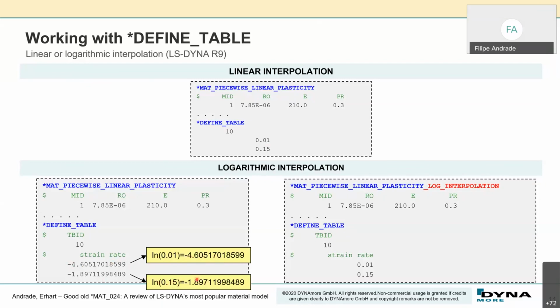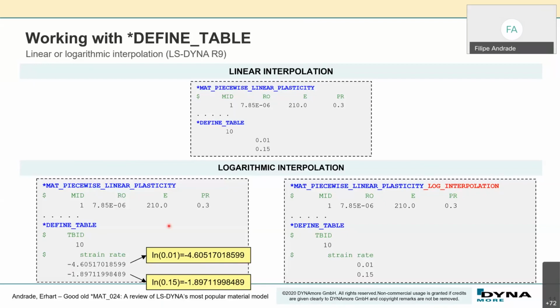At a certain point, if you have values which are larger than 1, then you have positive values. It doesn't matter, LS DYNA will understand. It's only important that you have the first value to be negative. So this means that your first strain rate in your table for that kind of modeling has to be less than 1, depending on your unit system. That should be no problem.